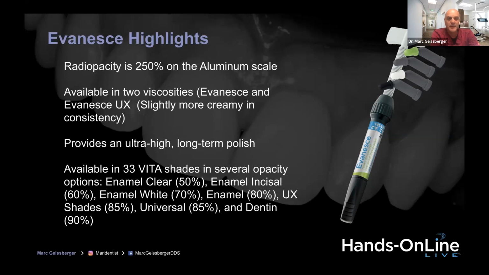They come in varying translucencies, all the way from an enamel to a dentin, and the enamel can be as low as 50% translucent, whereas the dentin is 90% opaque. So with that said, you have a lot of choices in material. Now tonight, I'll be using a dentin shade and an enamel shade.